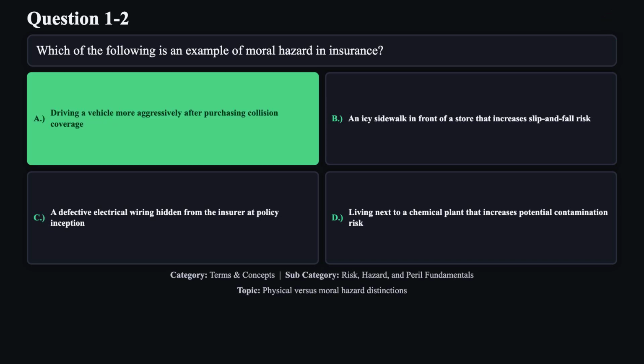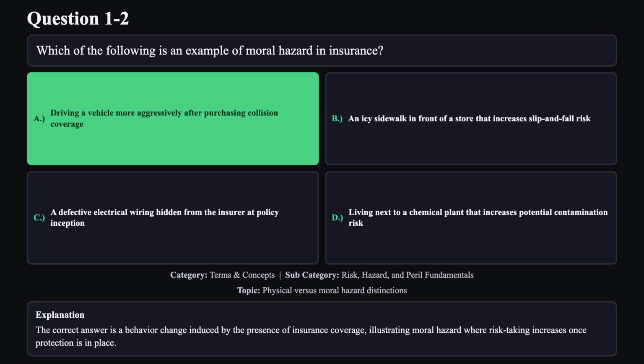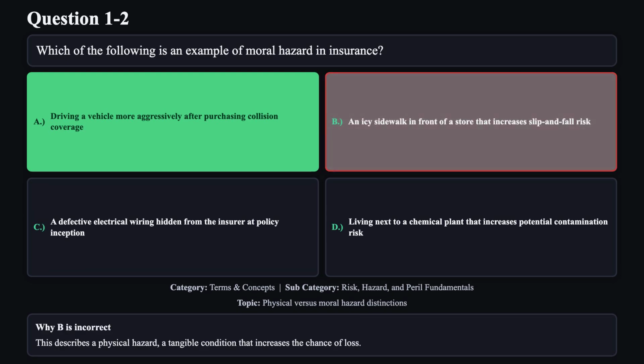The correct answer is A. The correct answer is a behavior change induced by the presence of insurance coverage, illustrating moral hazard where risk-taking increases once protection is in place. Reason B is not correct. This describes a physical hazard, a tangible condition that increases the chance of loss.